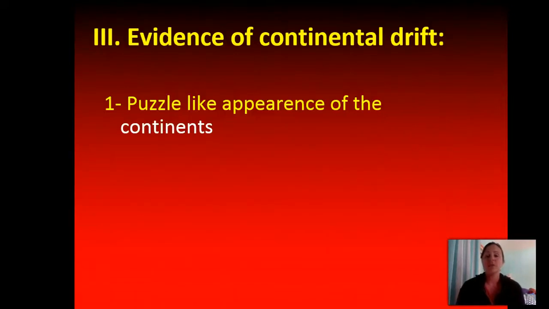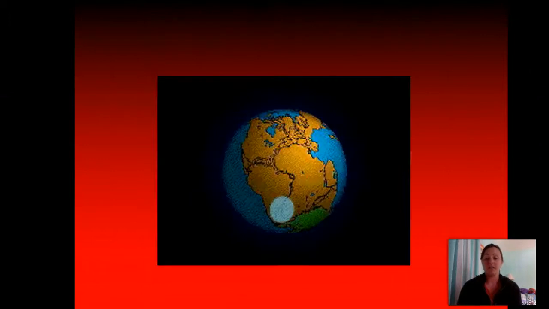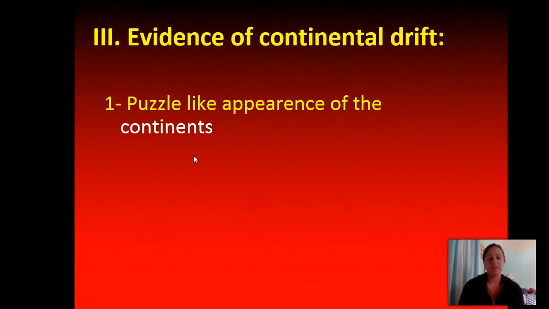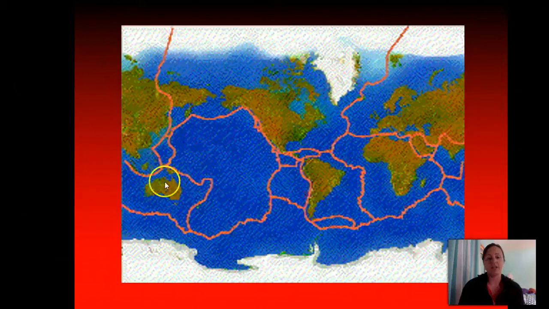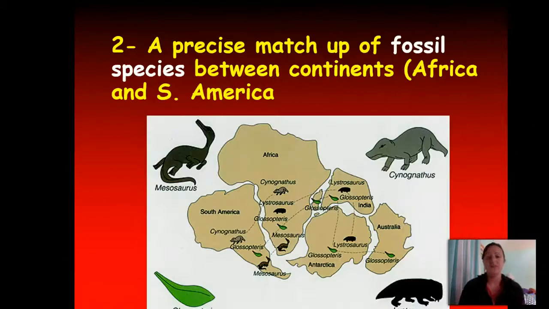So let's get into more of these evidences. As you saw in this last animation, the continents actually look like puzzle pieces, right? If you look at the way they were formed, you can see South America kind of fits into Africa right here. Check this out. They kind of fit into one another, don't they? And Australia could have fit in here. So if you look, the continents do.